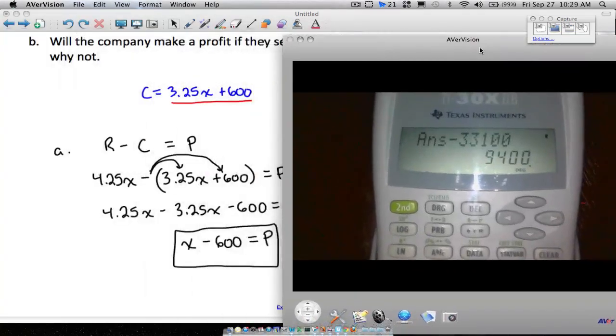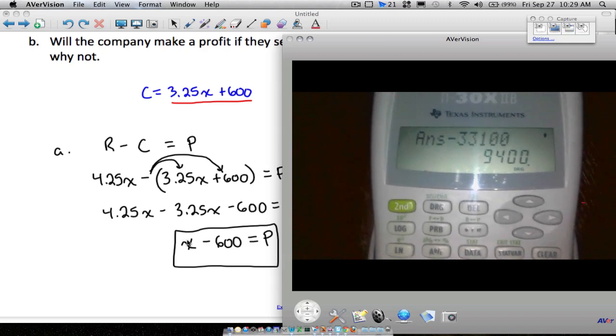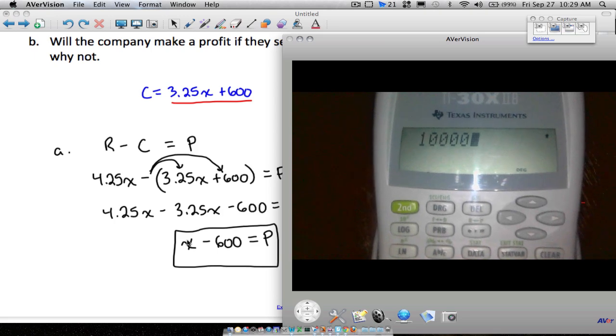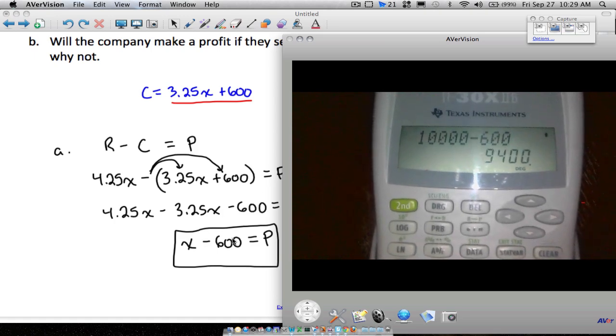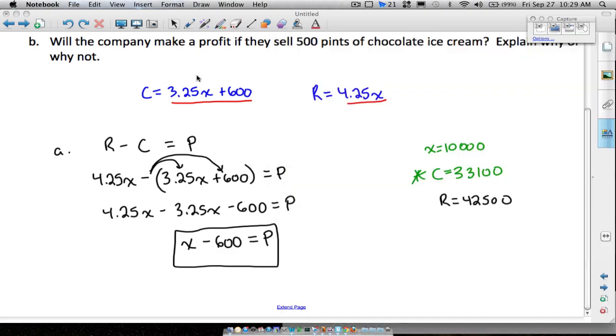Well, y'all, one more time, if we look at this profit function, look how 9,400 pops right out, because X is the number of pints of ice cream that we made. If we take 10,000 pints of ice cream, subtract 600, there's our profit, $9,400 again. So this formula that we found helps us find the profit much quicker versus plugging something into here and plugging something into here, and then we subtract the numbers. We've combined these two polynomials together to get a profit function.